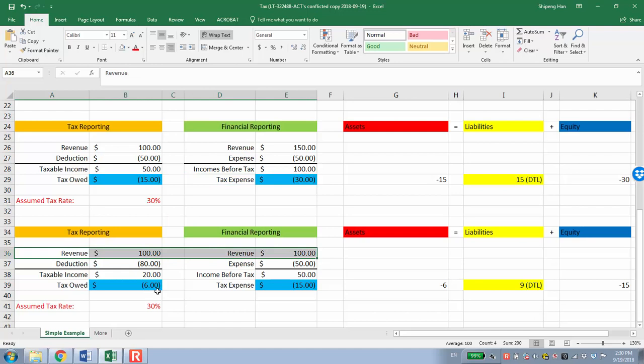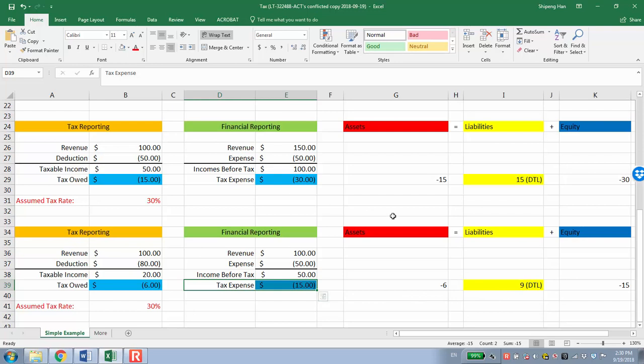The other case is when the revenues are the same, tax revenue equals the financial revenue. The only difference is the deduction is greater than the expense. That will result in the income before tax being greater than taxable income. Again, tax expense is greater than tax owed. This again will also result in deferred tax liabilities.